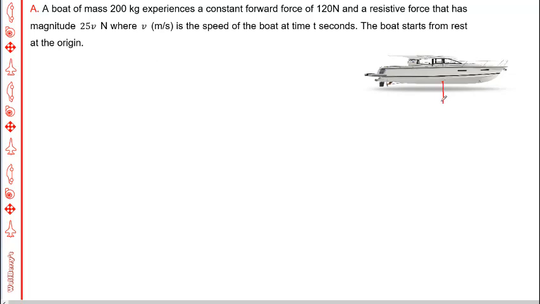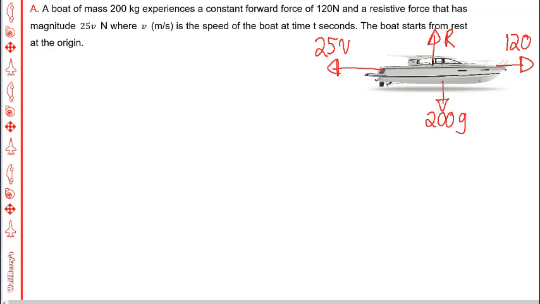So let's go ahead and draw the weight first. We know it weighs 200 kilograms, so 200 times gravity. We know there's some kind of buoyancy force keeping it afloat. I'll call it reaction force for simplicity. We have a forward force of 120 newtons pushing it forward, and we have a backwards force of 25v. So the backwards force changes with speed, the forward force is fixed.